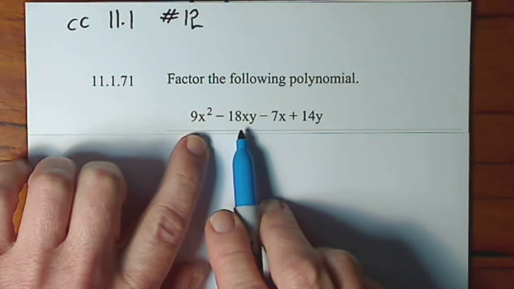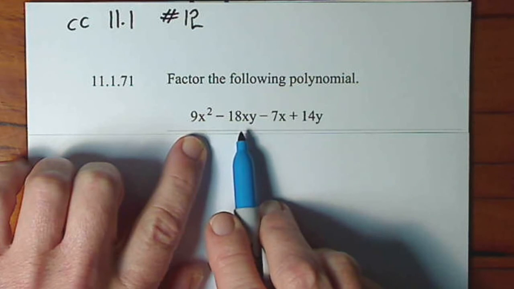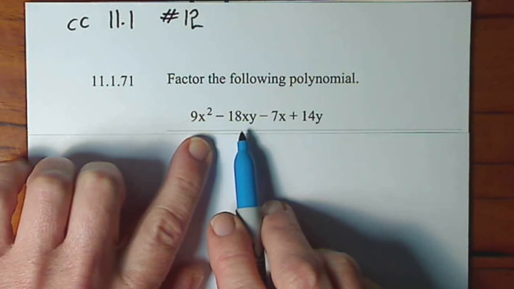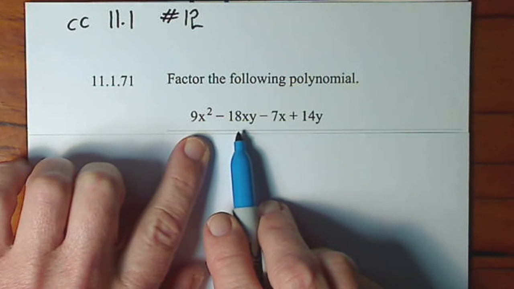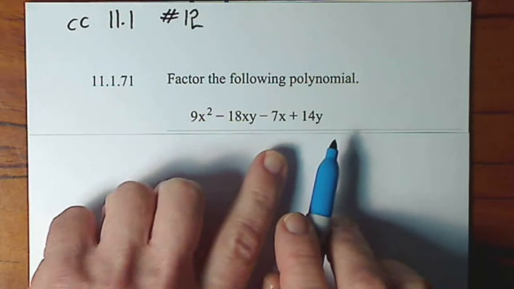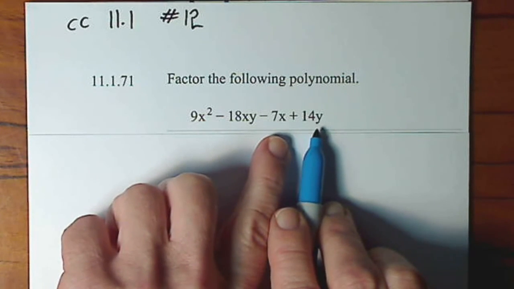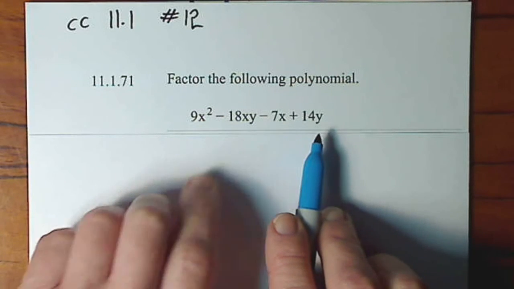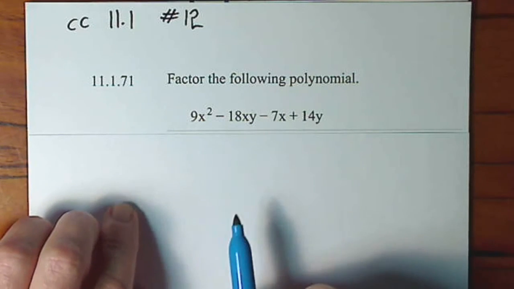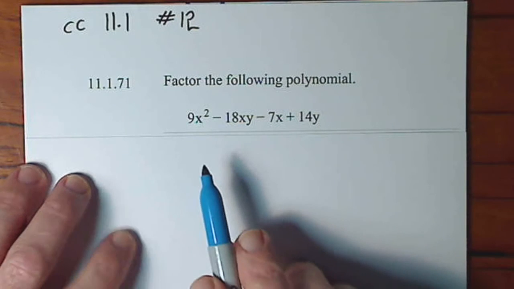You look at your first two terms, that's what you group together, and you see if by factoring out the GCF you can end up with the same thing in parentheses that you would get from the second two terms if you factor out the GCF. Sometimes you have to rearrange stuff a little bit, so let's see what would happen here.